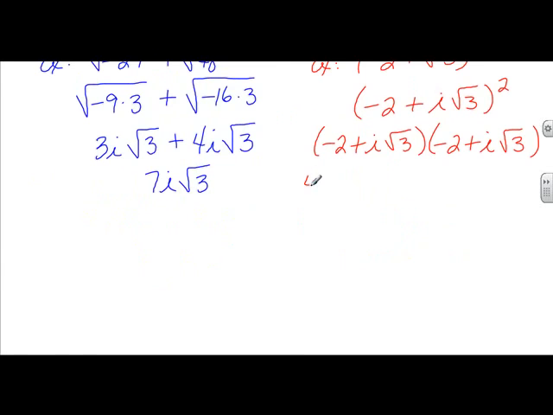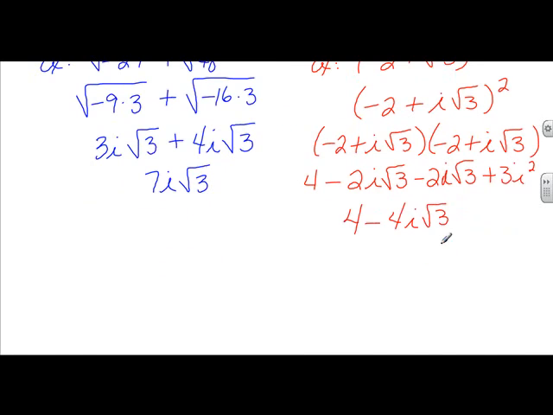Negative 2 times negative 2 is 4. Negative 2i times the square root of 3 is the outer. Negative 2i times the square root of 3 is the inner. And then we've got 3i squared. Square root of 3 times square root of 3 is 3. i times i is i squared. So cleaning this up, 4 minus 4i times the square root of 3, the two terms in the middle are like terms. 3i squared is negative 3, so 1 minus 4i times the square root of 3 is the way to go there.